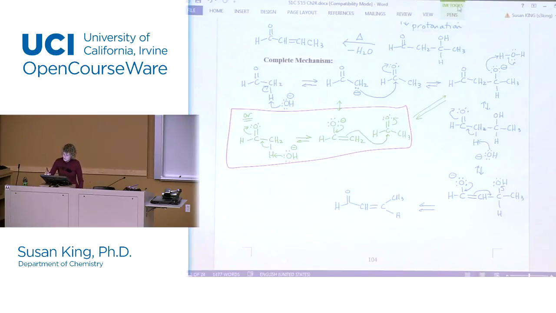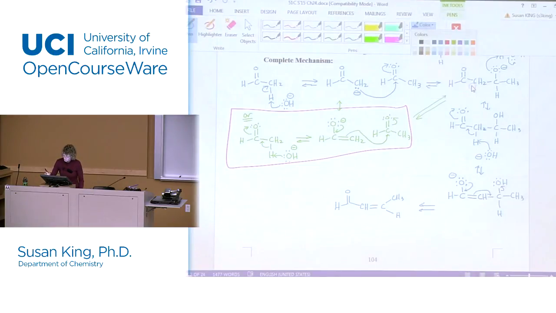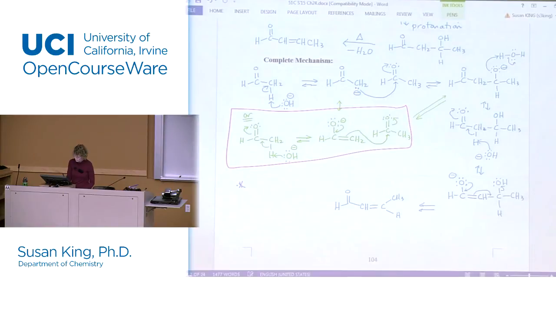All right, so let's put a note for ourselves here. Important: two-step elimination. Step 1, make enolate. And when you make the enolate, you can leave electrons on carbon, but you do have to make the enolate first. And then in step 2, you eliminate hydroxide.